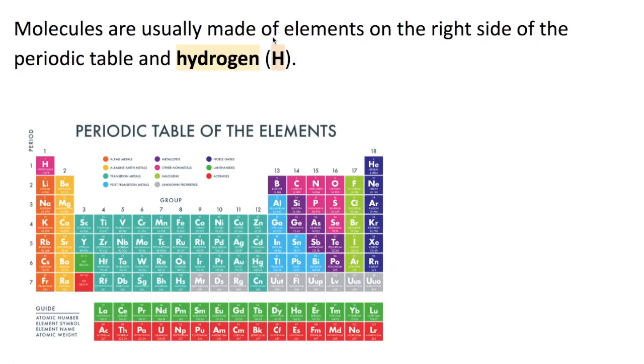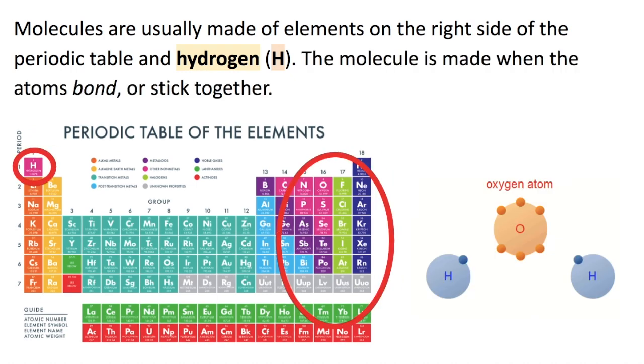Molecules are usually made of elements on the right side of the periodic table and hydrogen. The molecule is made when the atoms bond or stick together. So here we can see the atoms are separate, and once they bond, they form a water molecule.